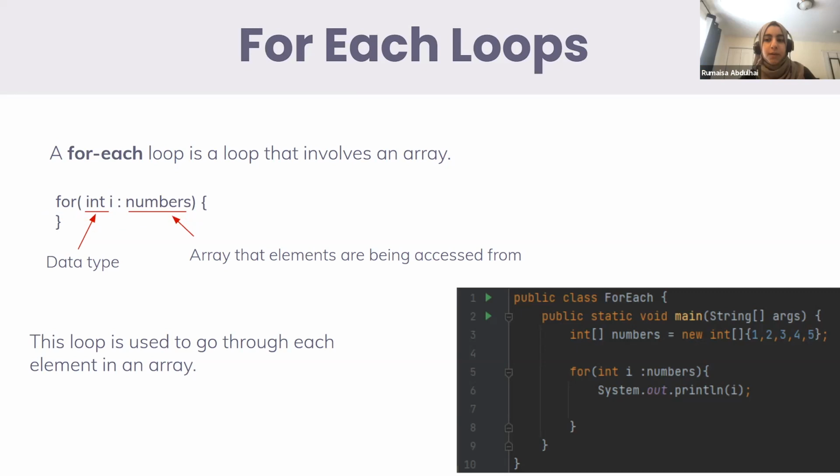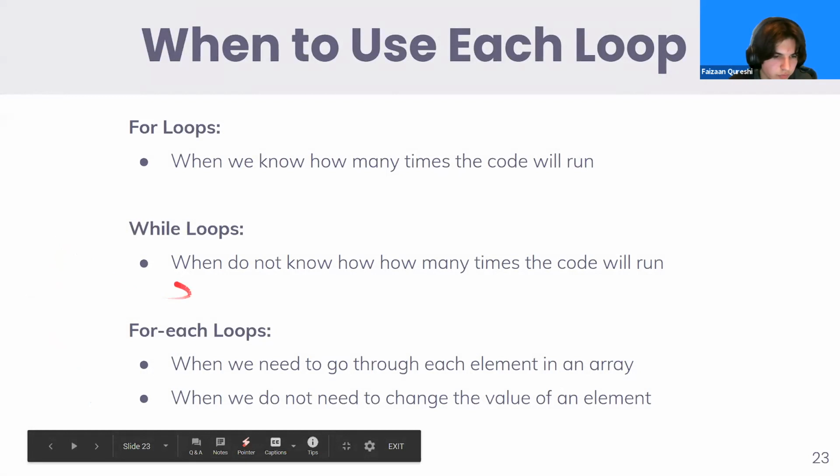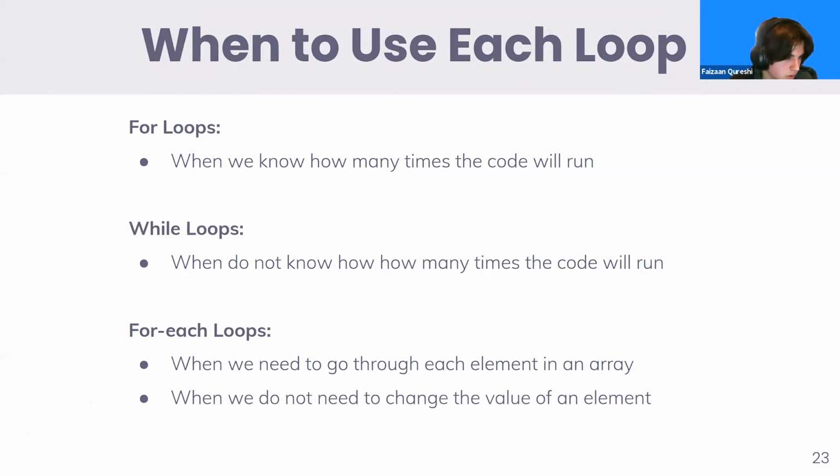So a for each loop is just a very simple version of a for loop. This might be a faster way than doing int i equals 0, i less than numbers.length, i plus plus. Okay, so if everyone gets that, we're just going to review when to use each loop.